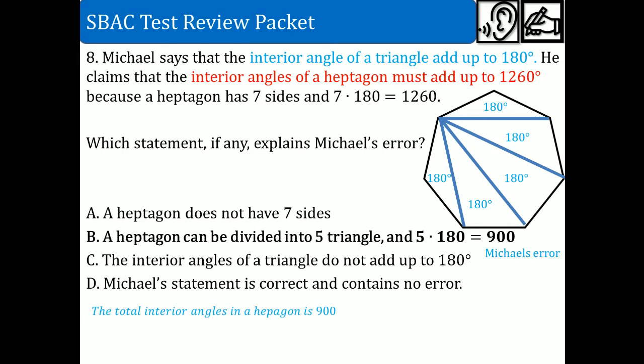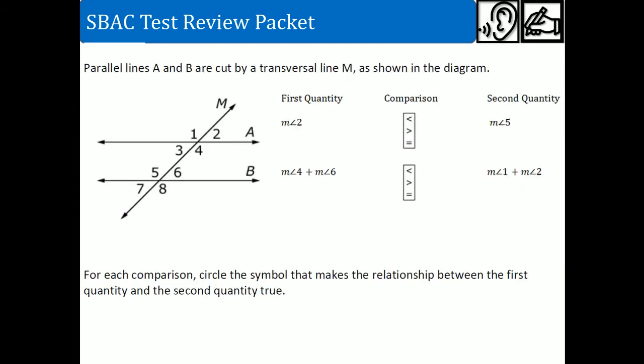So this is Michael's error. So the answer for this one would be B. That is his error, and this is the explanation on why that is the answer B. Why that is Michael's error. Okay? If you need an explanation, just rewatch the video. Okay, let's go look at number 9 now.